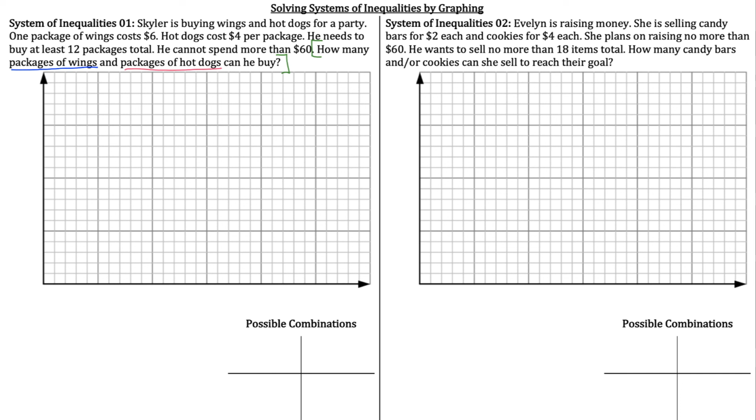So it says one package of wings costs $6, and hot dogs are $4 per package. Let's look for the total number. He needs to buy at least 12 packages total. And then he cannot spend more than $60. We'll do it like that. So let's outline these. X is the number of hot dog packages.